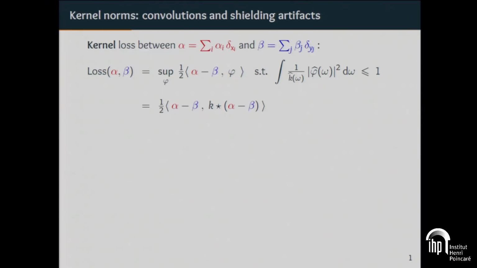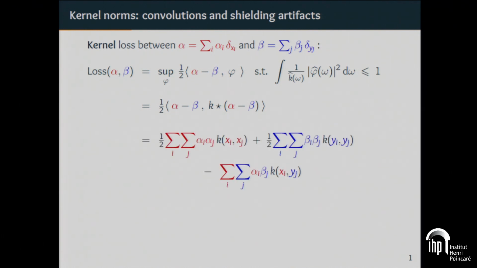And since you're working with discretized measures, you can expand this formula as a huge double sum. Now, this formula has many interpretations from machine learning and all that. But personally, I would say that when I see this formula, and since I've done a bit of physics, I recognize an electrostatic energy.